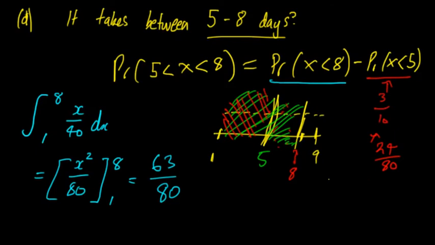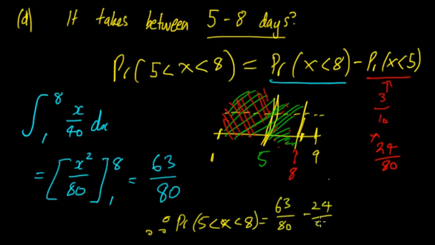So therefore the probability of x between 5 and 8 is equal to 63 on 80 minus 24 on 80, which equals 39 on 80. So then you'd have to write out the question again. So you'd say that the probability that a TV is delivered between 5 to 8 days is equal to 39 on 80. And just like before, it doesn't matter if you're talking about this being inclusive or exclusive.